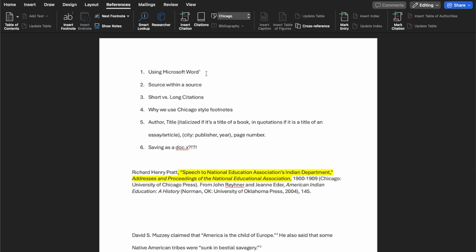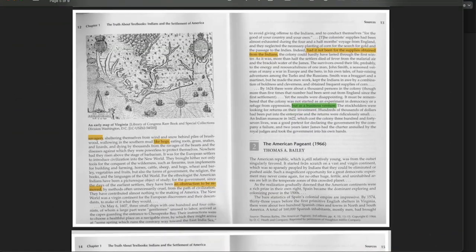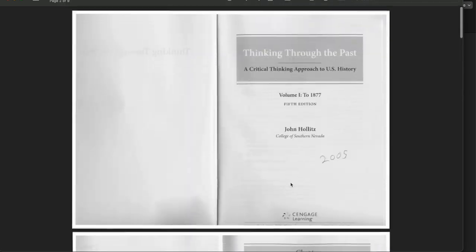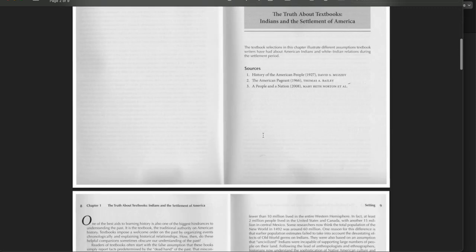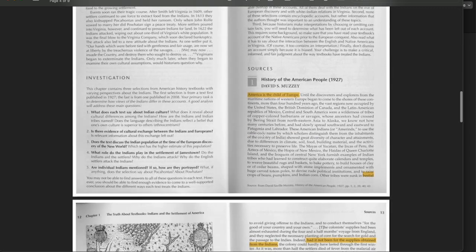Okay, moving on. We have a source within a source. As you guys saw with your first assignment, Thinking Through the Past, these are sources within a source. So we have The American Pageant, Thomas Bailey. That is a source that is its own source, but it is included within this larger book, Thinking Through the Past. This book from 2005 compiled these different textbook excerpts.